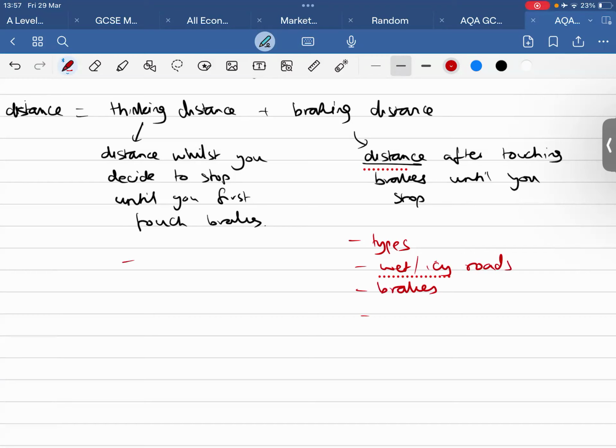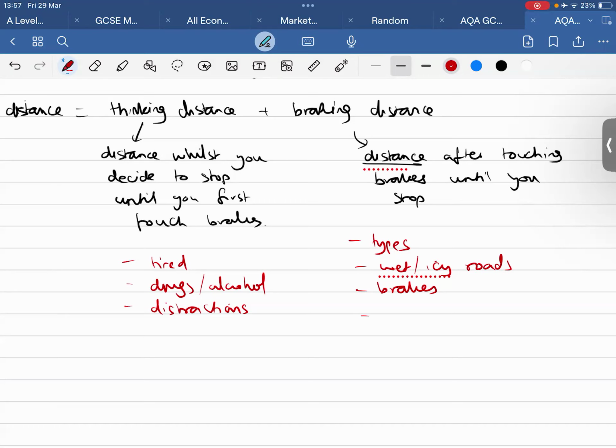And thinking distance is if you're tired or sleepy, drugs or alcohol, distractions like music or like phones. Like in the CGP book, I always see a picture of a guy driving and there's like a sheep on the road. And it's like a distraction. That helps you remember it.